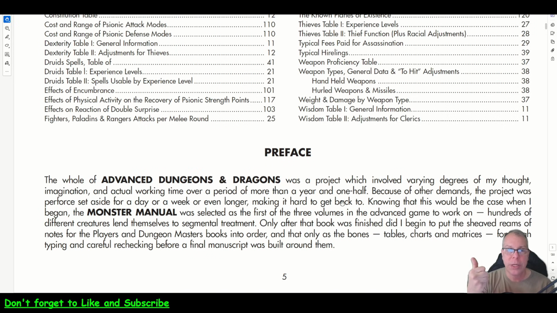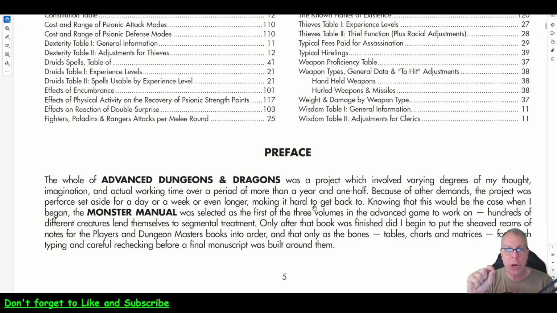So that was Descent into the Depths of the Earth, the Shrine of the Kuatoa, and the Vault of the Drow. So those all came out the same summer that the Player's Handbook came out. Then he goes on. Knowing that this would be the case when I began, the Monster Manual was selected as the first of 3 volumes.